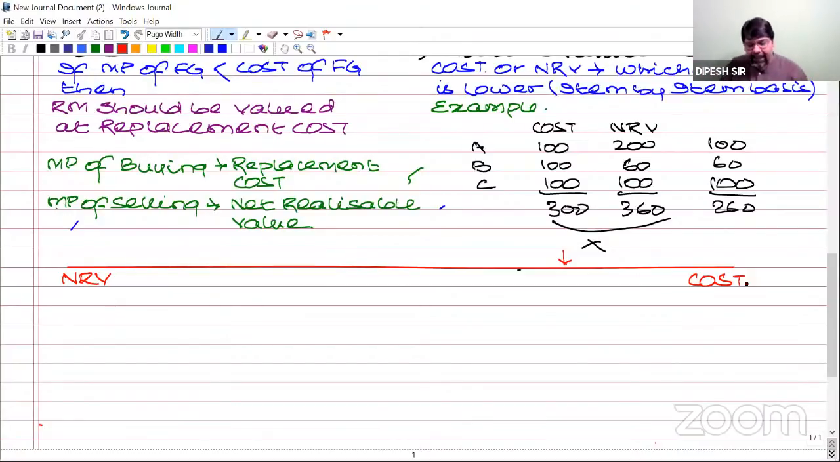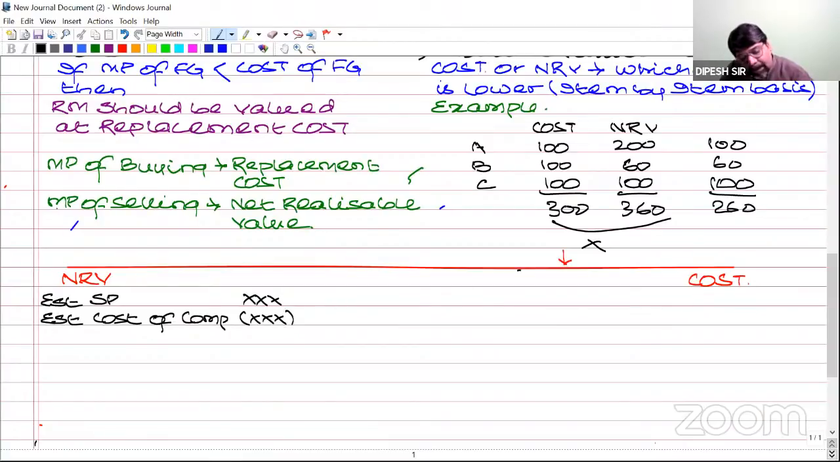So I can say net realizable value is nothing but estimated selling price less estimated cost of completion, that is 2 rupees, less estimated selling expenses.